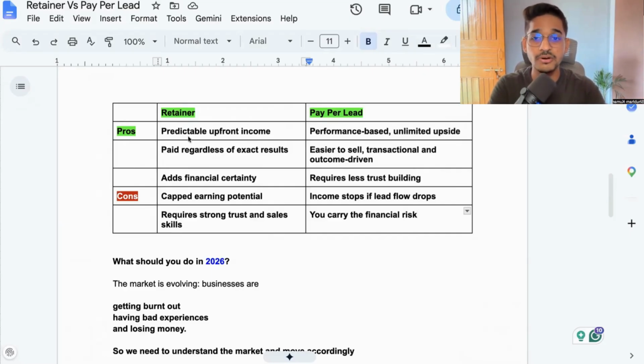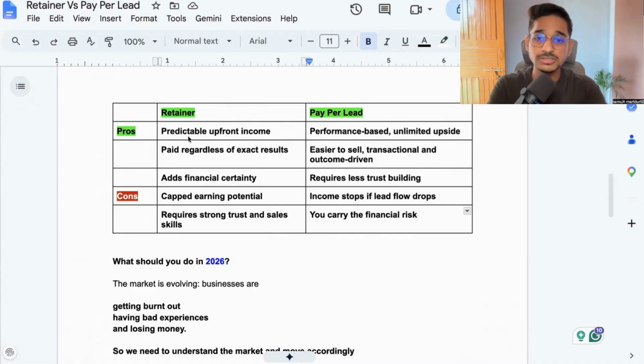And the third benefit of the retainer model is that it adds a certain level of financial certainty. Okay, because you know that if you have 5 clients who are paying you $1,000 per month, then you are going to make $5,000, even if the results go a little bit up and down. So it adds a certain level of certainty into the business.